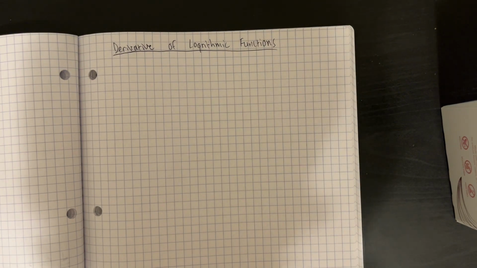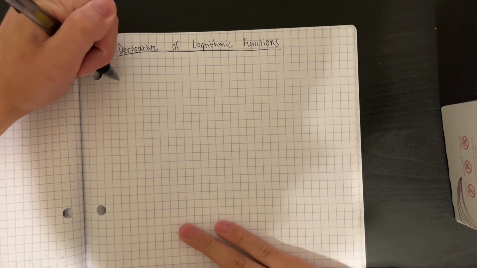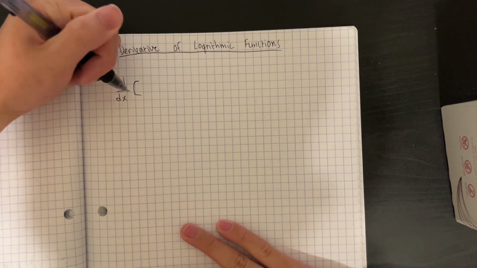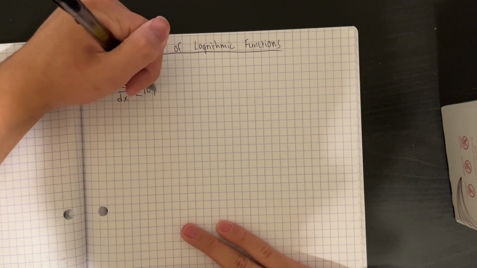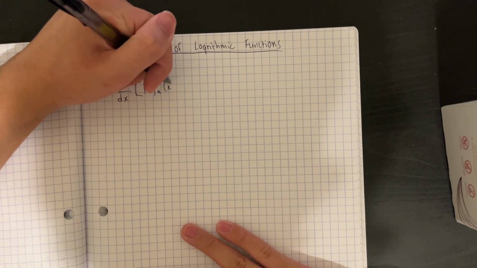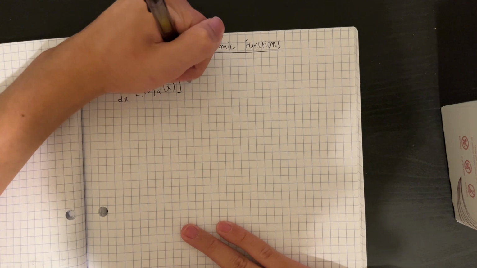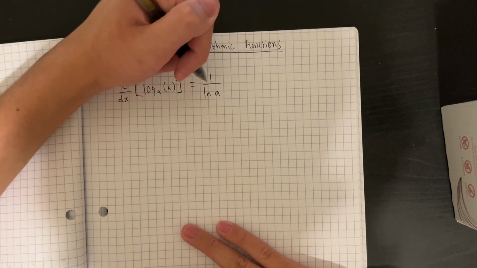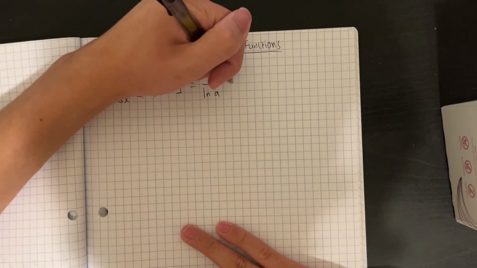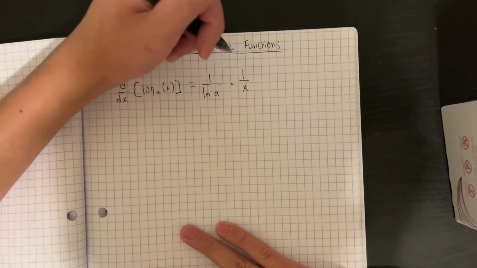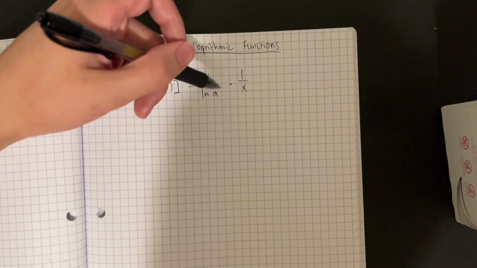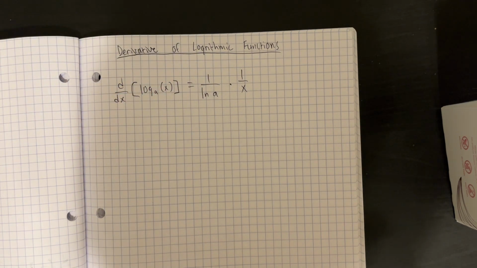Next, let's talk about the derivative of logarithmic functions. To take the derivative of a logarithmic function, then it'll equal 1 over the natural log of a, which is our base, times 1 over x. Let's look at an example.